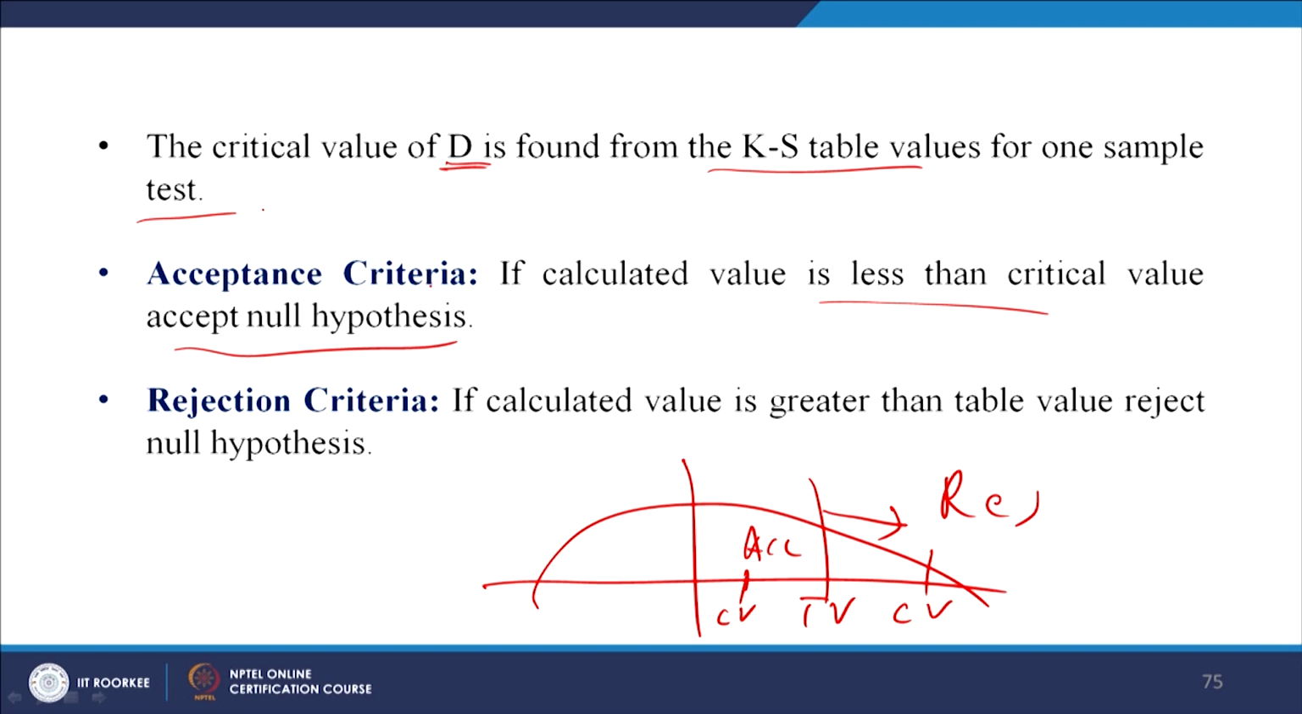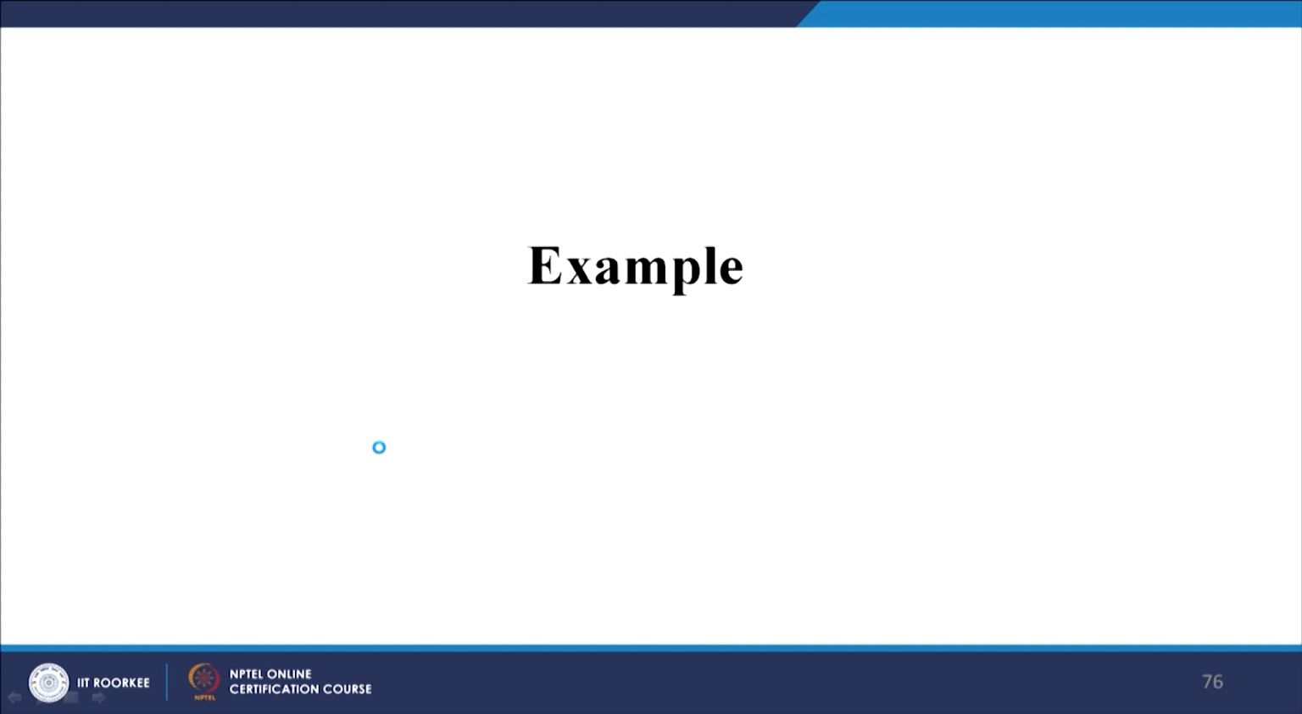Okay. So, the acceptance criterion is: if the calculated value is less than the critical value or table value, we accept the null hypothesis. If the calculated value is greater than the table value, we reject the null hypothesis. Now, let us take an example and understand the case test.